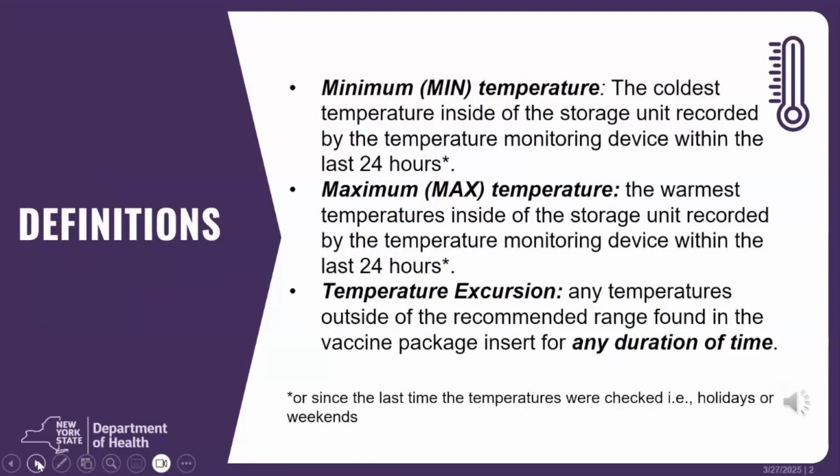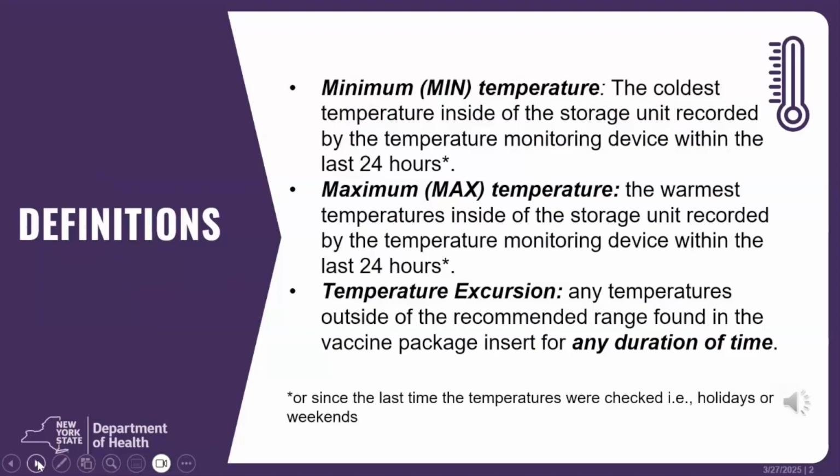Let's start with some basic definitions. The minimum or min temperature is the coldest temperature inside the storage unit that was recorded over a certain period of time. The maximum or max temperature is the warmest temperature inside the storage unit that was also recorded over a certain period of time.